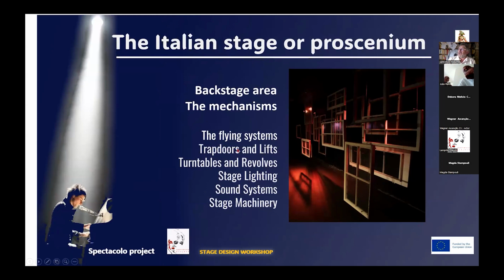The flying systems, trapdoors, lifts, turntables and revolves, stage lighting, sound systems, stage machinery, and many others are established here. All theaters have a lot of technical systems and tools that are used behind the scenes to make sure that production runs smoothly, as I told you before. These parts are very important for switching between scenes, managing lighting and sound effects, and other technical parts of the show.